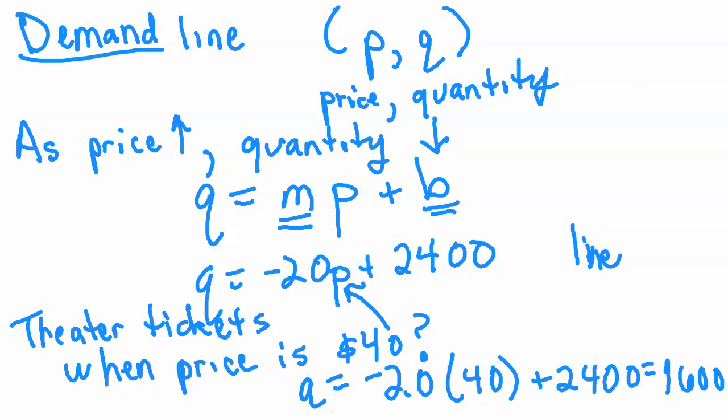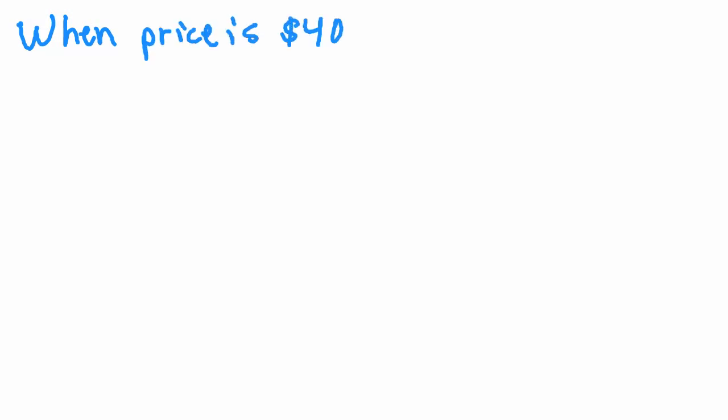So what that told us, and again, we're just going to do basic math here just to introduce you to lines, is that when the price is $40 per ticket, 1,600 tickets are sold.